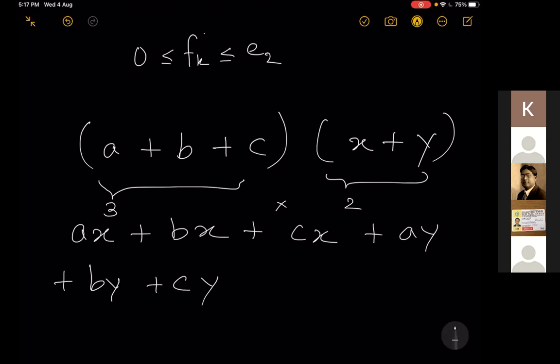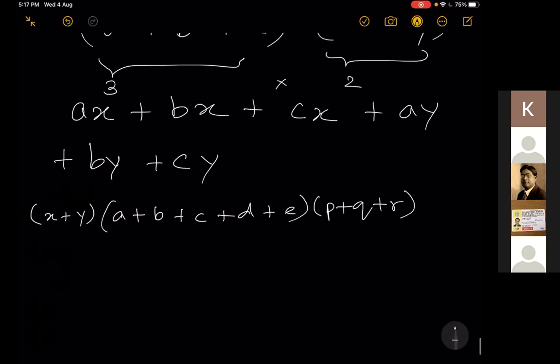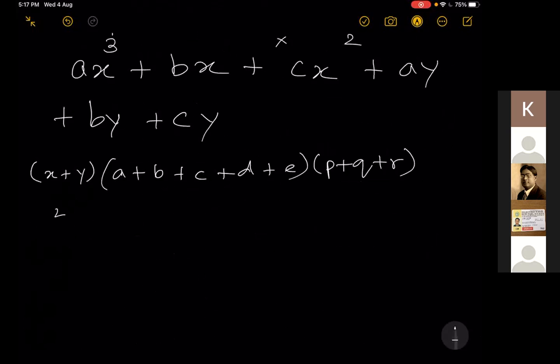If I take A plus B plus C plus D plus E, into P plus Q plus R, into X plus Y, then this expansion will have 2 into 2 into 5 into 3, that is 30 terms. But why will it have 30 terms? Can you justify? Okay, you say.